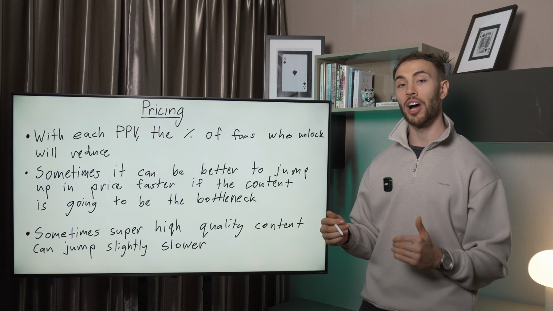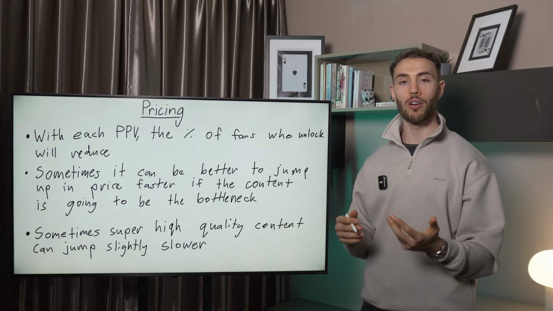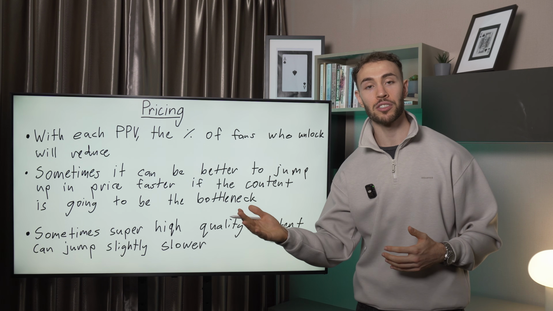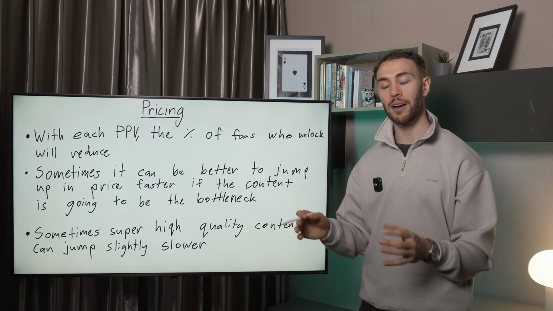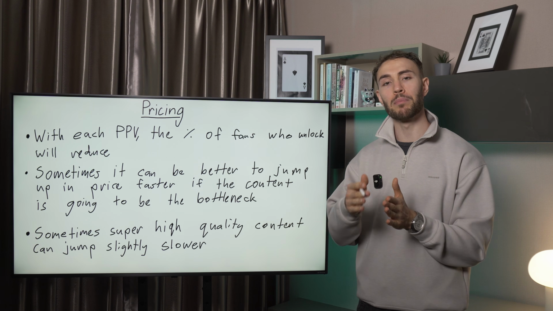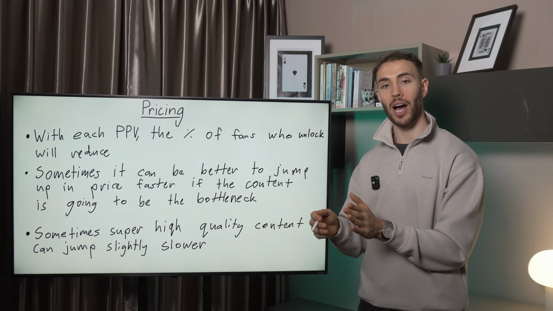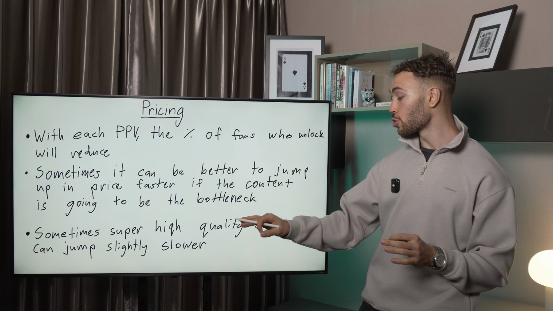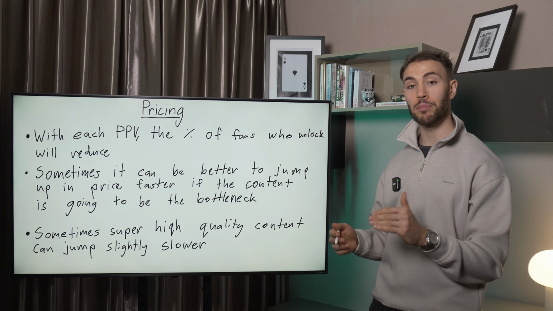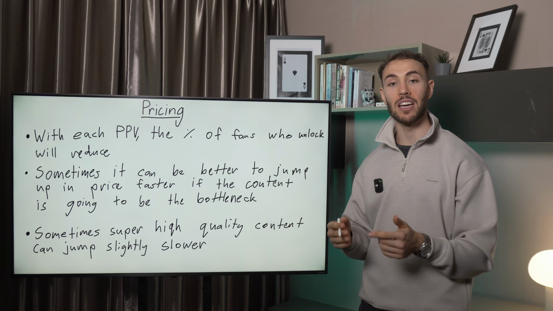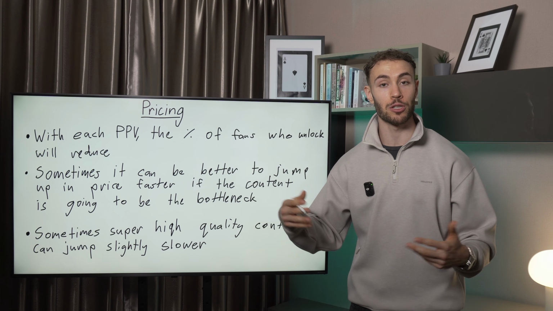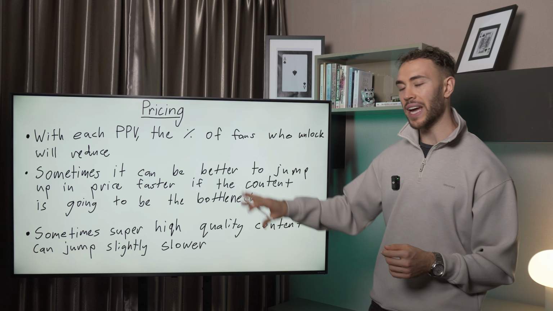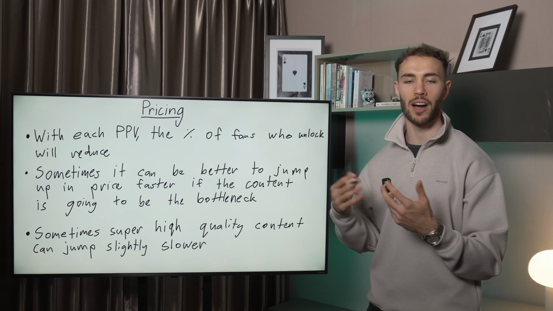Sometimes it can be better to jump up in price faster if the content is going to be a bottleneck. What I mean by that is if the creator maybe isn't showing that much, or the videos are quite similar, something like that. Sometimes it can be better to charge a bit more upfront, assuming that less subscribers are going to continue past those pieces of content. And on the flip side, sometimes super high quality content can jump up in price slightly slower, because it'll be easier to retain them throughout the sequence because the content's really good, and that's where you make sure that the pricing doesn't become the constraint. They're just 2 interesting things to think about that I've found as I've tested sequences.